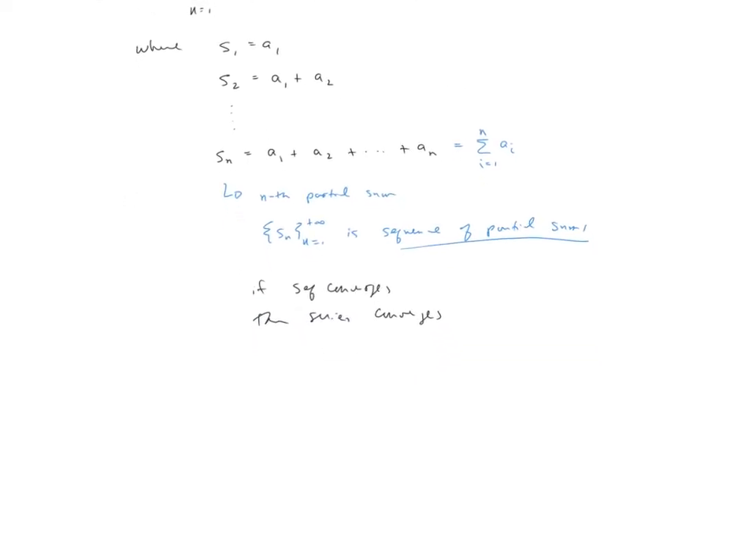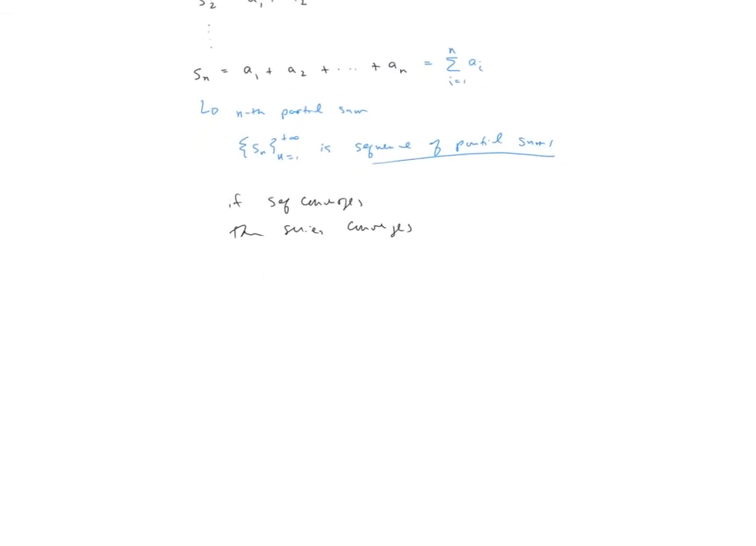So I'm going to go ahead and move this up a little bit, and I'm going to lay out a definition. And that definition is essentially just a summary of this idea. If the sequence converges, then the series converges. So I'm going to start with the limit as n goes to positive infinity of s sub n. Okay, so that's going to be the limit of the sequence of partial sums.